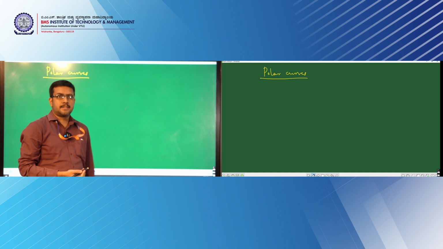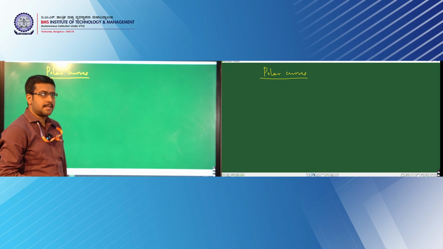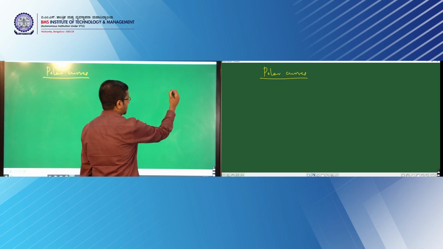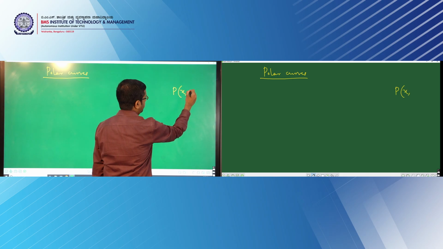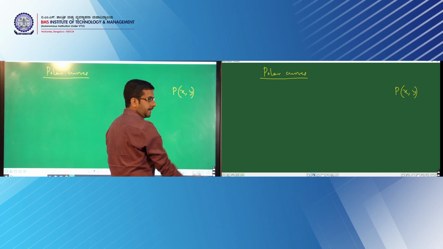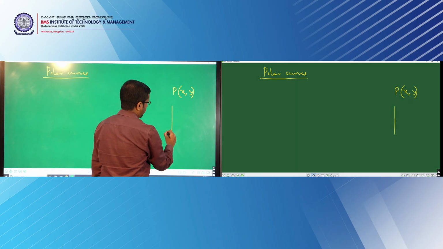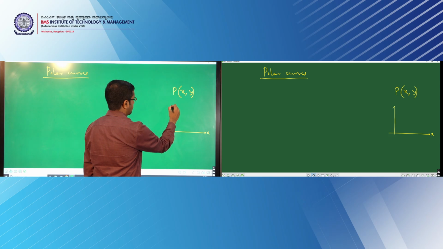In rectangular Cartesian coordinate system, we represent any particular point, suppose any two-dimensional point. How do you represent it? Suppose I am taking a point P, I am denoting the coordinate of the point P as x comma y. What does it mean? Suppose I am taking this rectangular Cartesian coordinate axis, this is x axis, this is y axis.